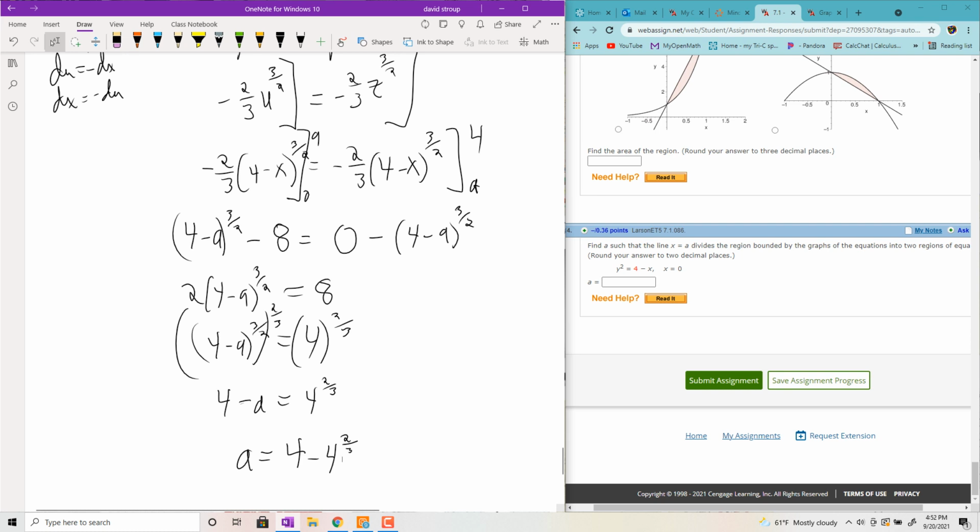Whatever the heck that is, they want 2 decimal places. And so 4 minus 4 to the 2/3 is 1.48. We'll see if that works. We'll leave it at that if I'm right. If not, we have a little bit more work to do.